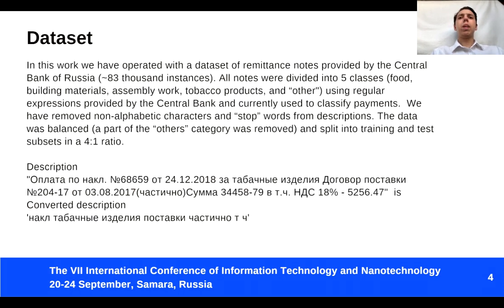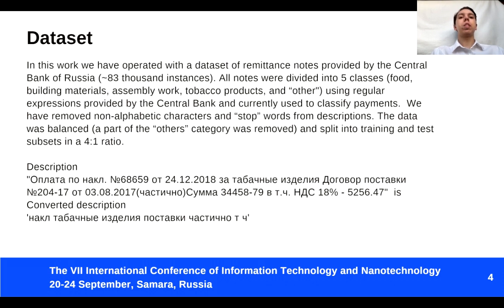In this work we operated with a data set of about 630,000 remittance notes. All notes were divided by regular expressions into 5 classes: assembly work, building materials, food, tobacco, and other. After removing duplicates from the dataset, about 83,000 instances were left. Non-letter characters and stop words have been removed from the transaction descriptions.